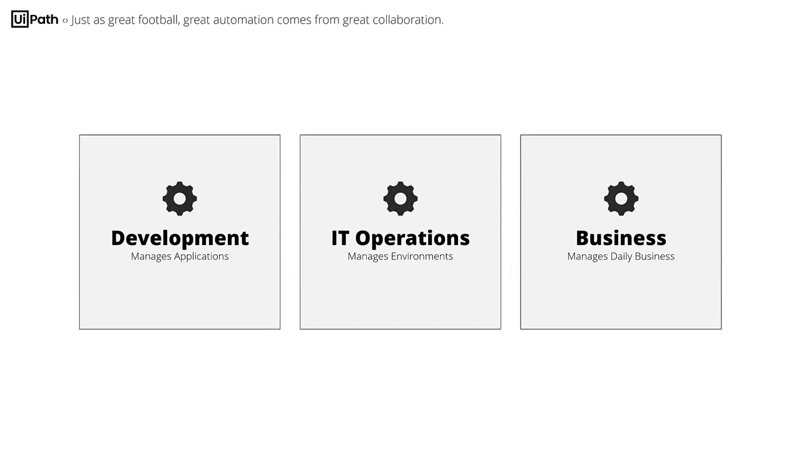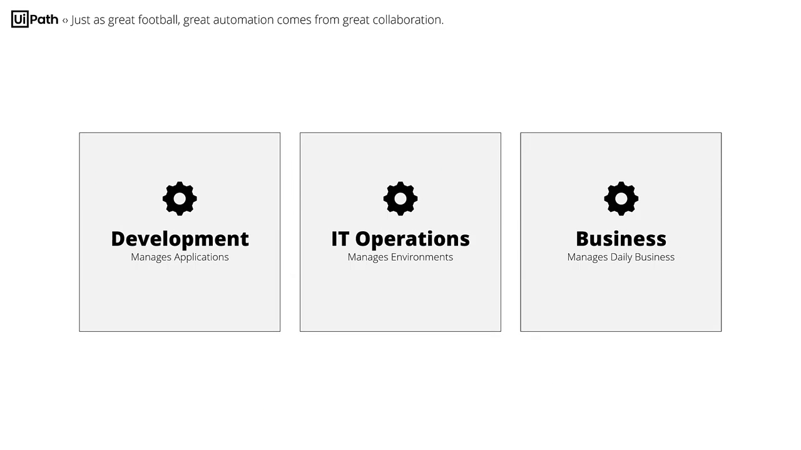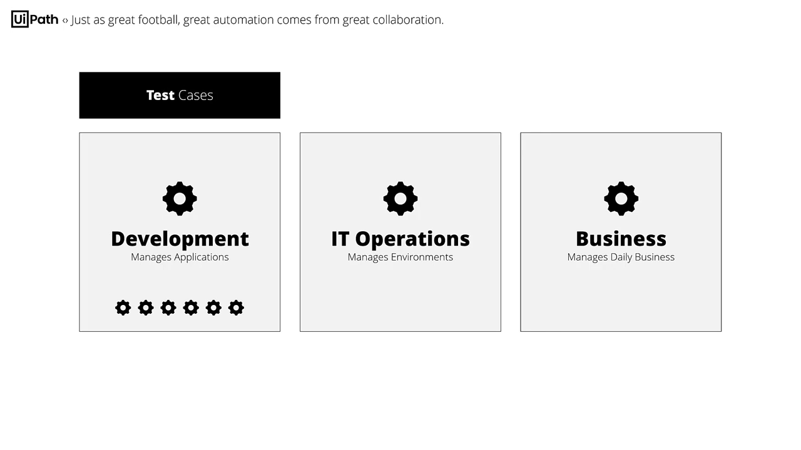Now with that said, let's now dive a little bit deeper into these three regimes. First, automation happens in all of these regimes. It happens in software development, it happens in IT operations, and it happens on the business side by RPA teams. Now, in software development, we primarily automate test cases that help us to continuously evaluate the quality of the software applications that are being built.